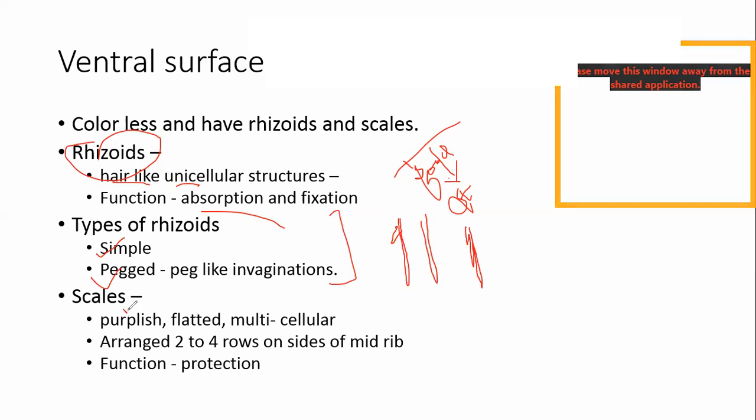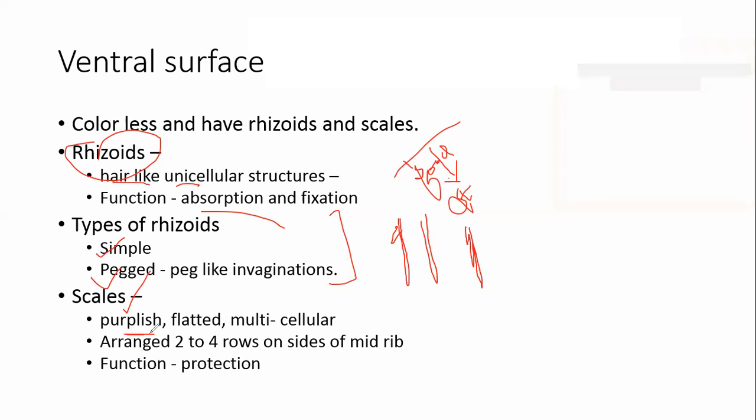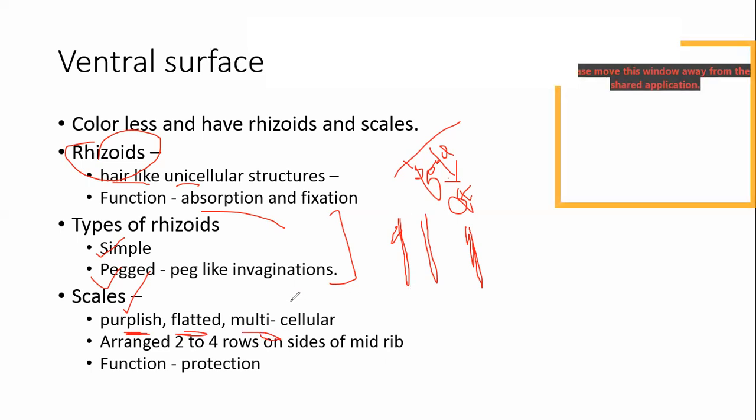Next, along with the rhizoids, they have scaly structures, hard scaly structures. These scaly structures are usually purplish in color, flat in nature, and multicellular. Rhizoids are usually unicellular, whereas the scales are flat, purplish, and multicellular in nature. They are arranged in 2 to 4 rows on the sides of the midrib, and their function is protection. It protects the Marchantia from various activities. So the scale's function is to protect the Marchantia.